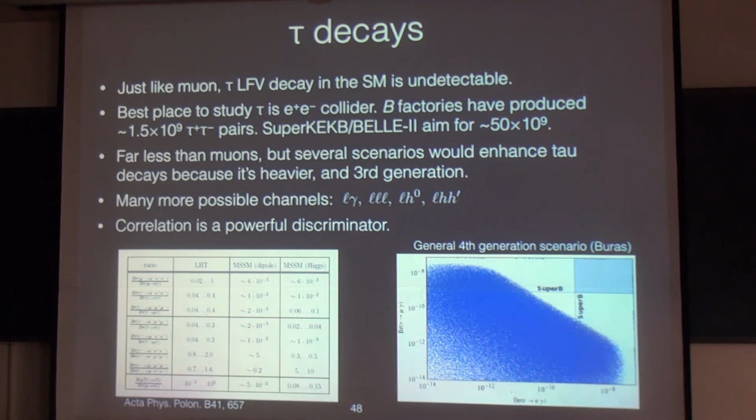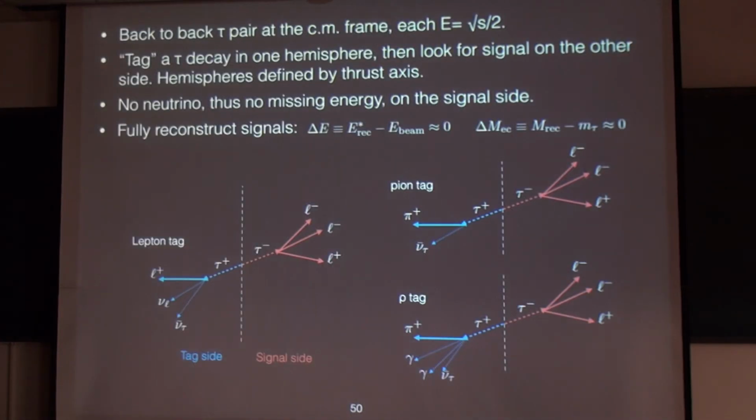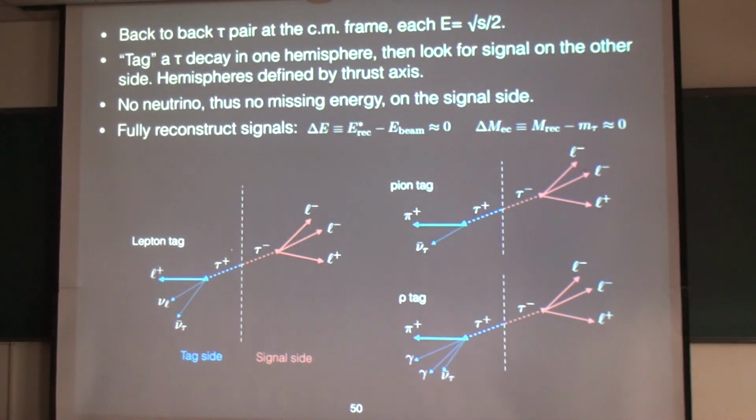And also correlation is a powerful discriminator. You want to look at a lot of different modes and see which model fits. So the experiments you probably know very well are Belle and BaBar, and the event is very clean. The tau pair is very clean, so we tag 1 tau from its normal decay, like tau to e nu or tau to pi nu, and look for a signal on the other side. And the signal side will be fully reconstructed. So the mass will be the tau mass, and the energy difference will be relative to the beam energy.